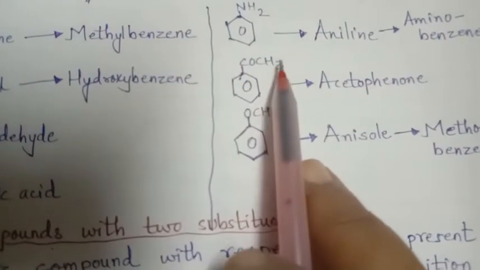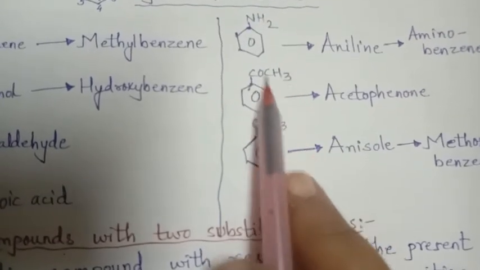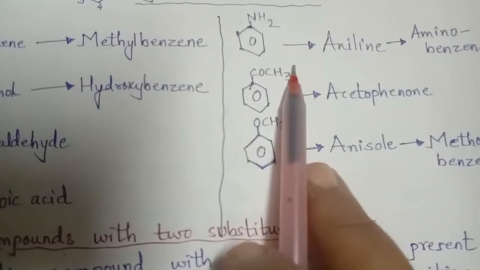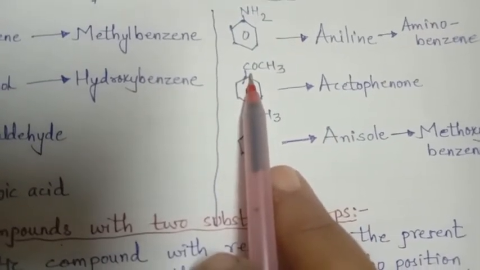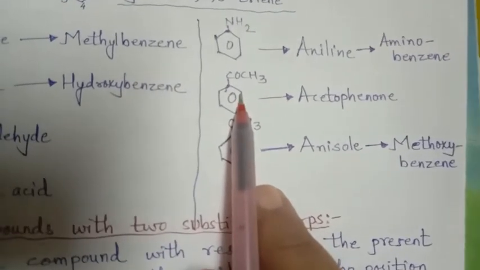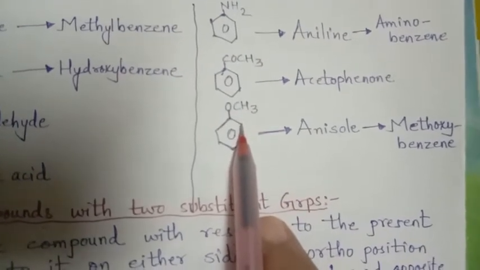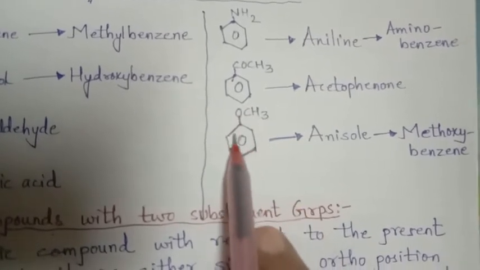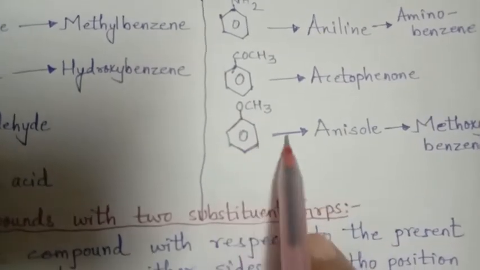Here it is COCH3. So acetyl group. Why acetyl group? An alkyl group along with the carbonyl group. CO is a carbonyl group and an alkyl group CH3. So an alkyl group with the carbonyl group is considered as aceto, and with the benzene ring, acetophenone. Now here again a benzene ring with OCH3. It is anisole, and this is a methyloxy group, methoxybenzene. That is the IUPAC name, or it is anisole.